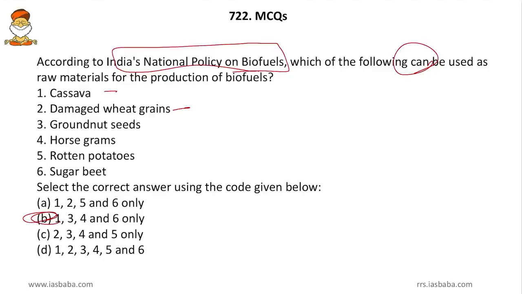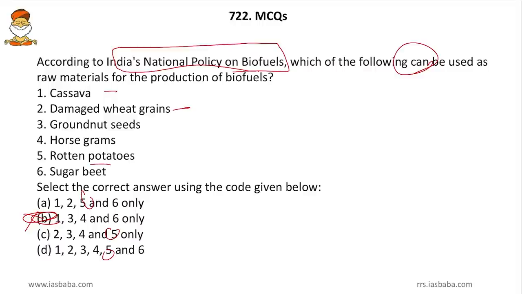So here B will be eliminated. Then groundnut seeds, so we will keep it. Then horse grams, we will keep it for further reading. Then rotten potatoes, yes, rotten potatoes can be a formidable option. So here search for all those options where 5 has to be there. So friends, except B, in all the other 3 options, the 5 is there and hence we did not get any luck here. Then come to the next, sugar beet.